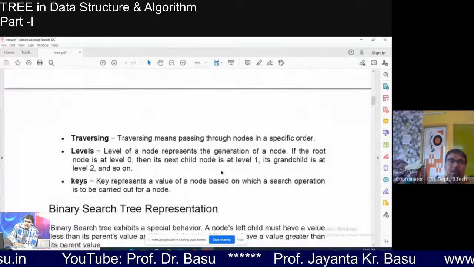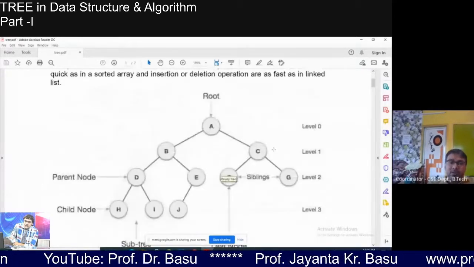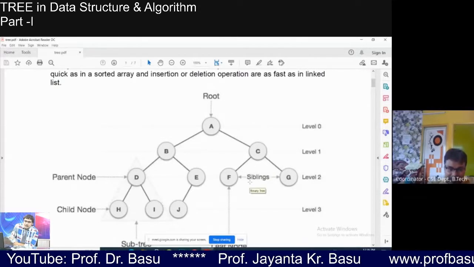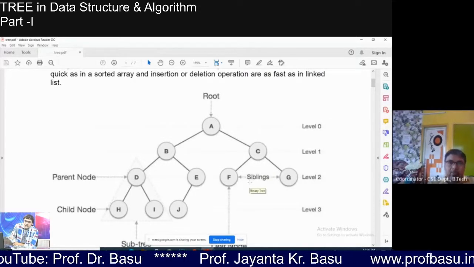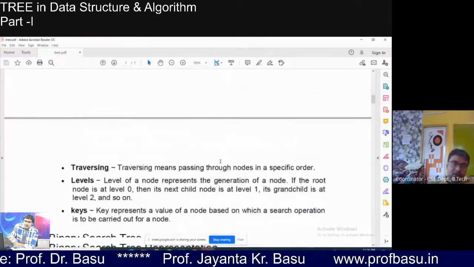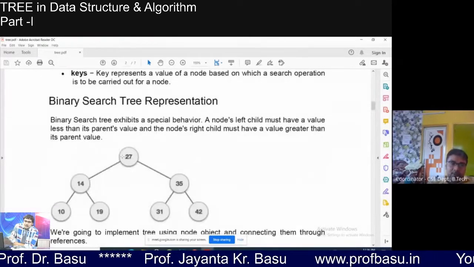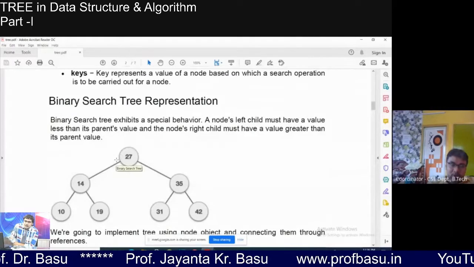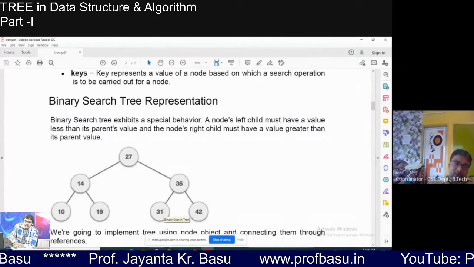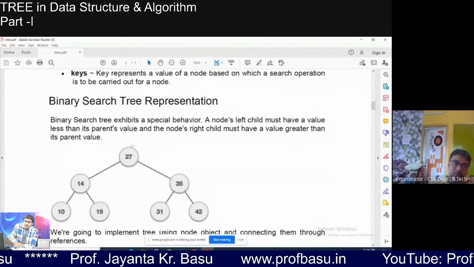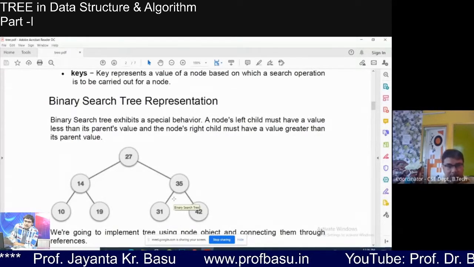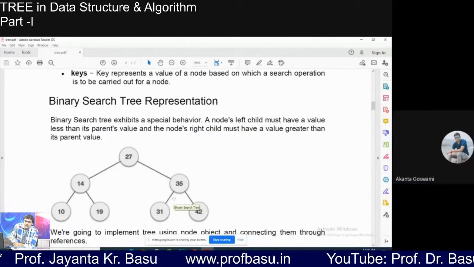But here nothing is mentioned. We have just put general values. We didn't maintain the protocol, that the left subtree will always have a lesser value than a particular node or root node, and the right subtree will have a greater value than the root node or its parent node. Got it? Did all of you get the difference?